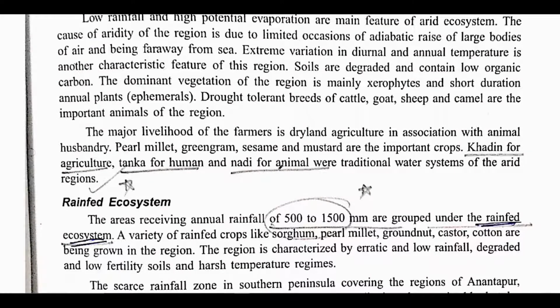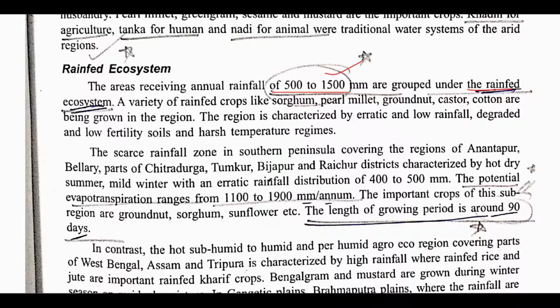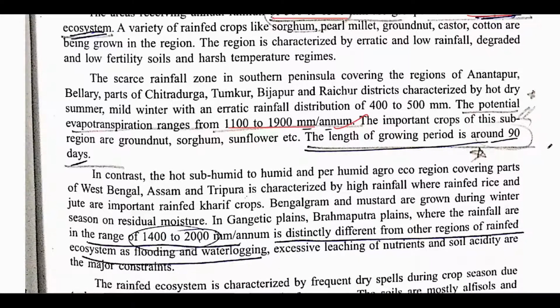A rain-fed ecosystem is said to be rain-fed when it has a rainfall of about 500 to 1500 mm and is grouped under the rain-fed ecosystem. The potential evapotranspiration ranges from 1100 to 1900 mm per annum. This is very important. The other important thing is that the length of growing period is around 90 days.